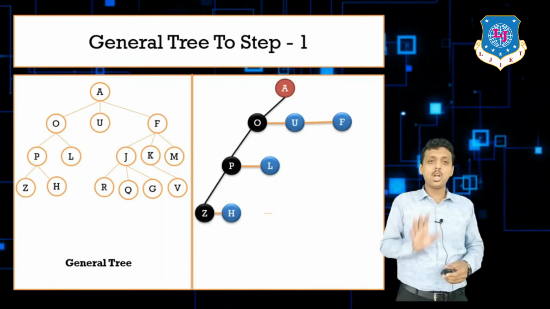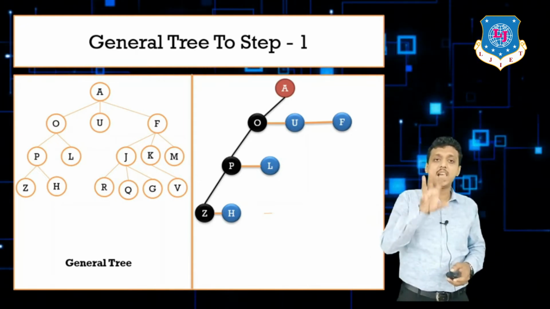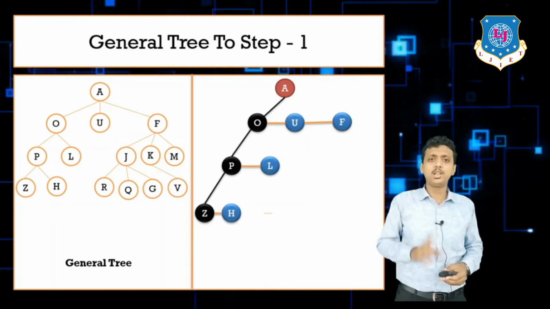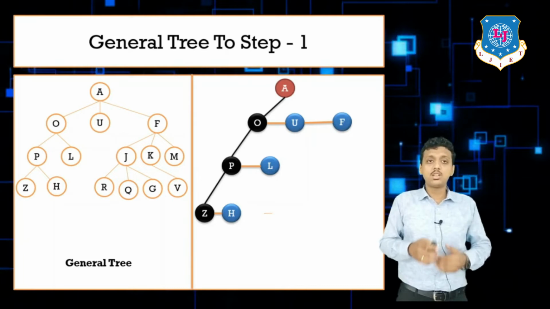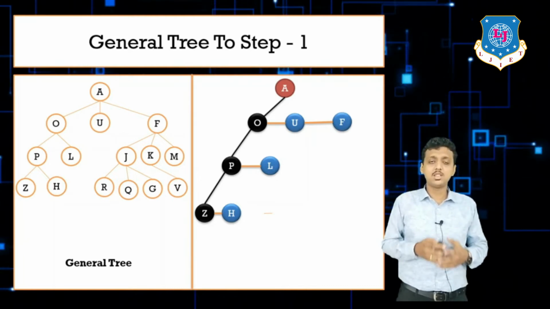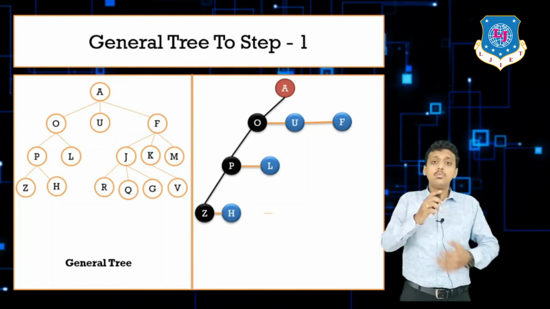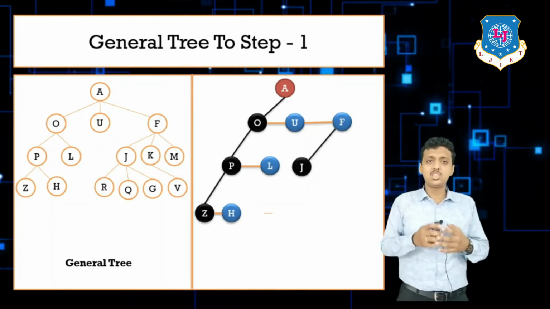So up to now, if you can see, all my left children are highlighted with the black color and the right children are highlighted with a little bit of blue color. Fine. Now let's move further. How many nodes are left? Just find it out. Now, does U contain any child? No. So we'll go with F. F's left child is J.